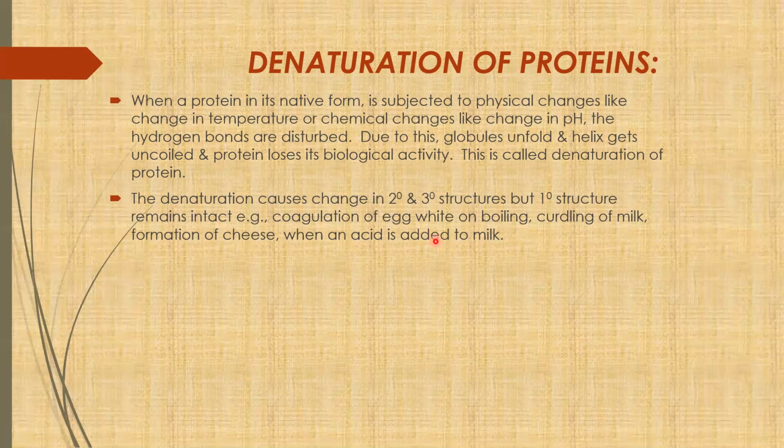For example, what is denaturation of protein? In daily life, you can see this example: coagulation of egg white on boiling, right? When you boil your egg, the white, liquid part gets converted into a coagulated form, meaning it becomes thick and firm. It remains soft, but it is now in a semi-solid form. Then curdling of milk, formation of cheese, and when an acid is added to milk, it converts into paneer. So these are all examples of denaturation of proteins.